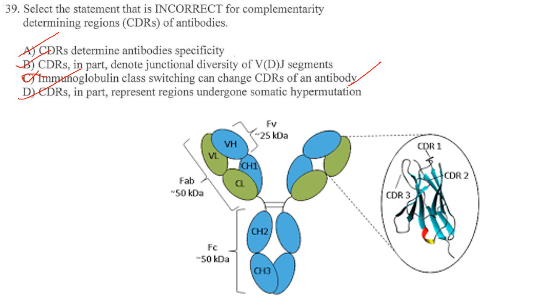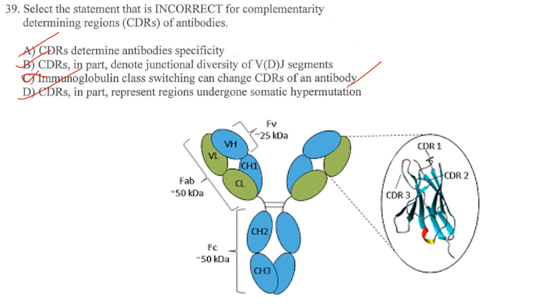Then CDRs in part denote junctional diversity of VDJ segments. That is also correct. Immunoglobulin class switching can change CDRs of an antibody. That is not correct because during class switching, the constant region of the antibody heavy chain is changed, but the variable region of the heavy chain stays the same. So class switching doesn't change the CDRs of an antibody.